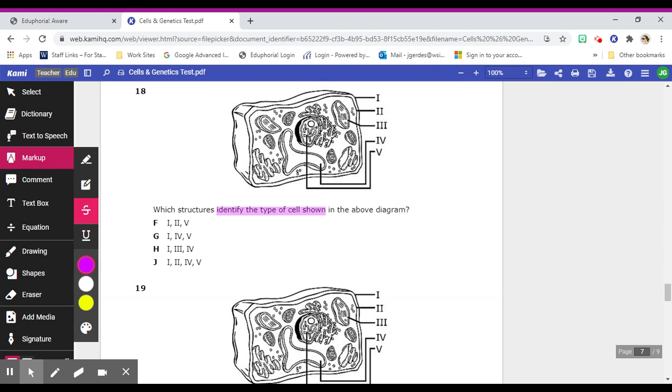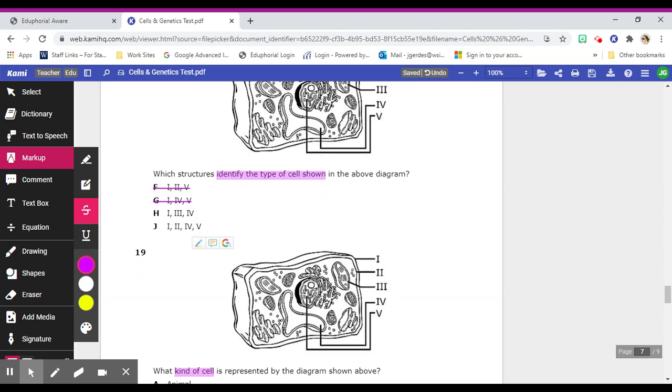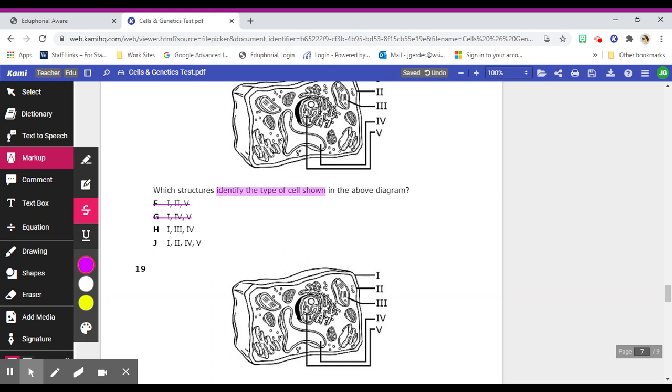Okay. So what else makes it different than an animal cell? Well, the vacuole would be another one. This big swimming pool-like organelle. So I would look for that in my answer choice. This one does not have that one. This one. So that leaves the 2, H and J.